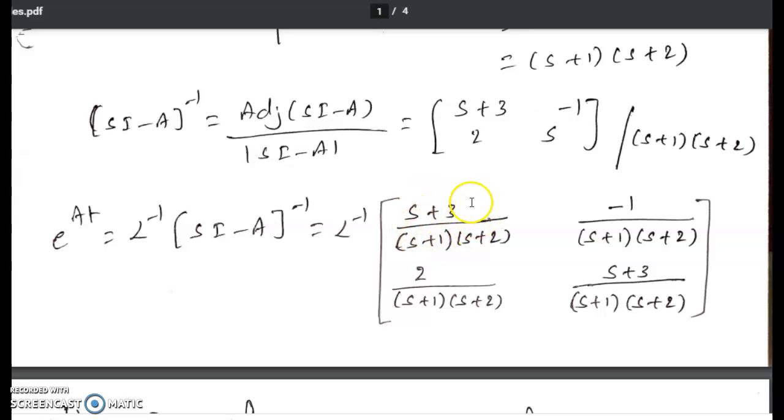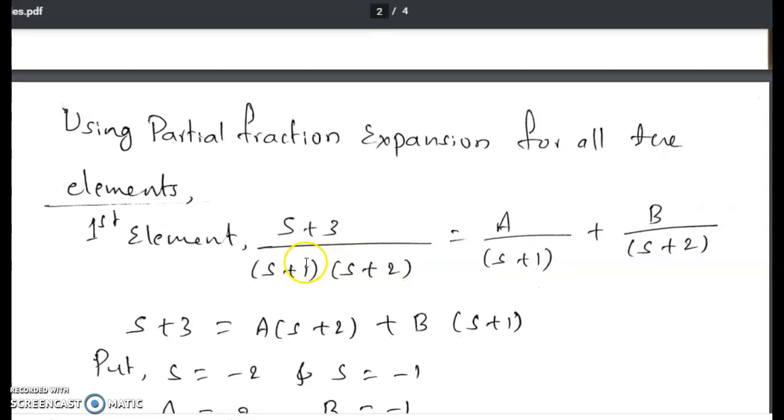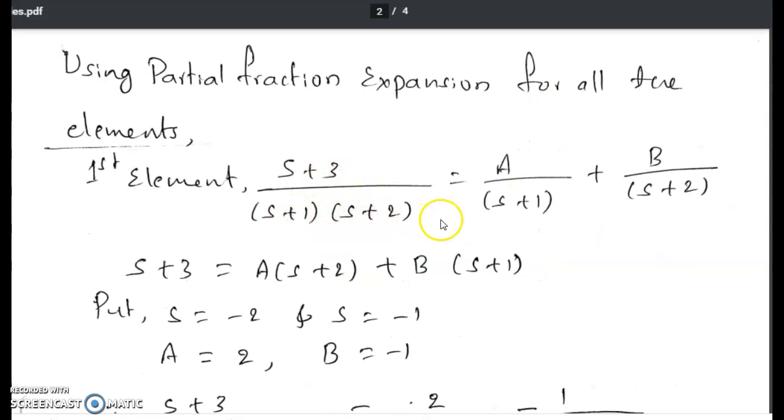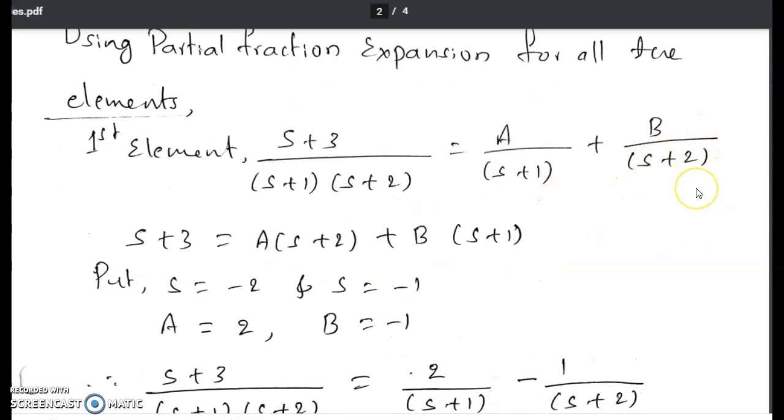Okay, apply partial fractions to the first element first: S plus 3 is equal to A divided by S plus 1 plus B divided by S plus 2. Find the A and B values and write them here for the first element. Similarly here, find the A and B values for the third element as well. So see, for the first element I am considering S plus 3 divided by S plus 1 S plus 2, equal to A by S plus 1 plus B by S plus 2. So here take the LCM.